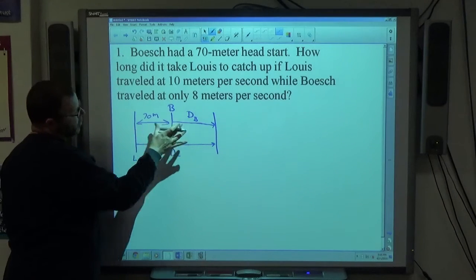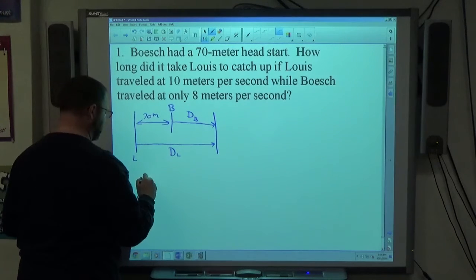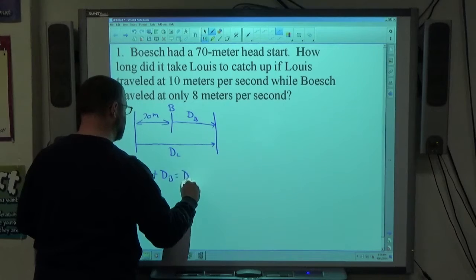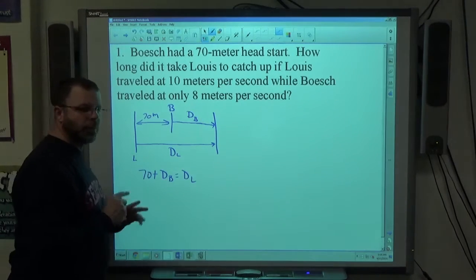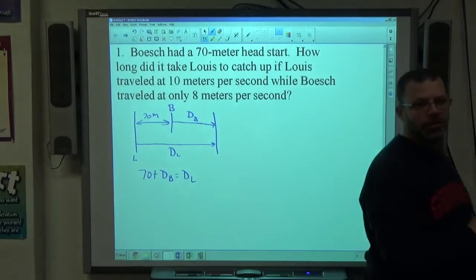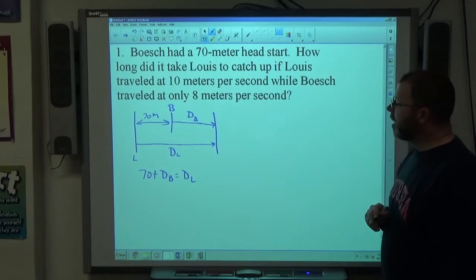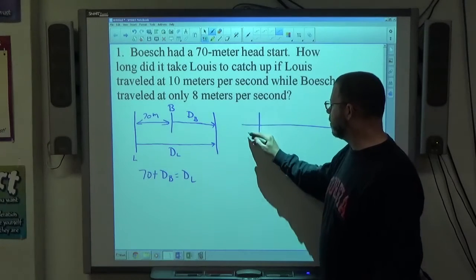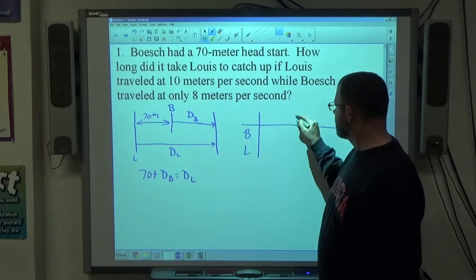And the head start plus Bosch's distance should equal Lewis's distance. So 70 plus d sub b is equal to d sub l. That's priority one of these problems. Make sure that you draw a picture to represent how the distances relate to one another. Once you've figured that out, then you want to make a rate time distance chart. Our categories here are going to be Bosch and Lewis.